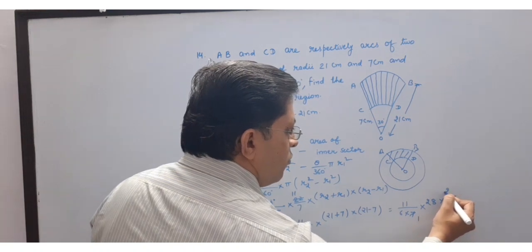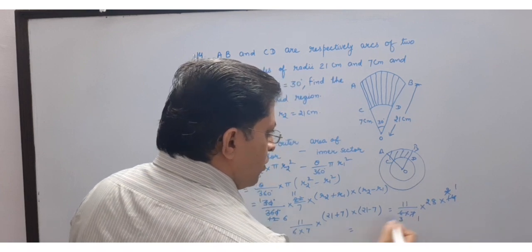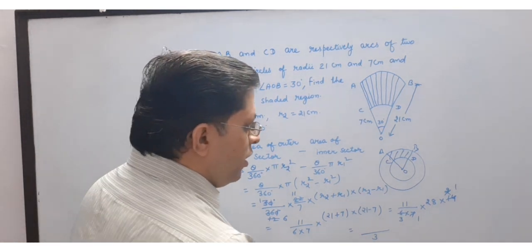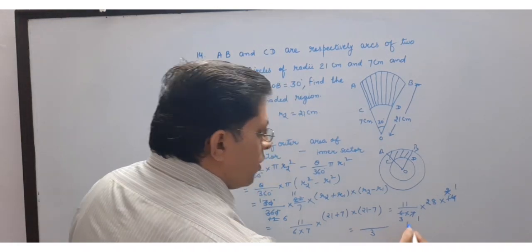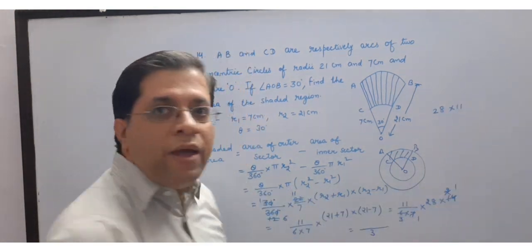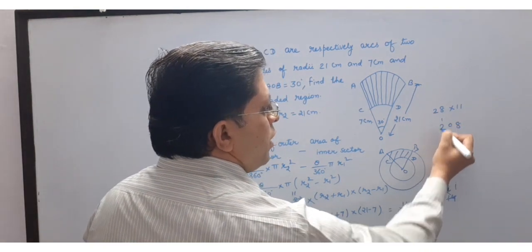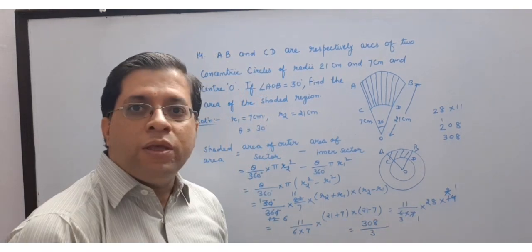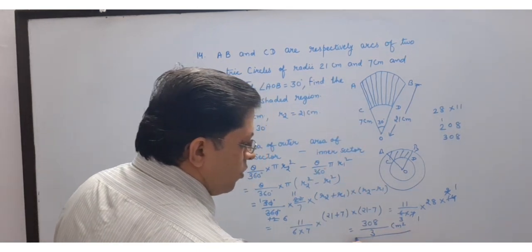7 1s are 7. 7 2s are 14. 2 1s are 2. 2 3s are 6. So 28 into 11, denominator is 3. 28 into 11 upon 3. I am writing 3 again. 28 into 11 what will be? Just you see, 28 into 11 by Vedic method. 2 and 8, 8 plus 2 is 10, carry 1. This is 308. So 308 upon 3 centimeter square. This is your answer.